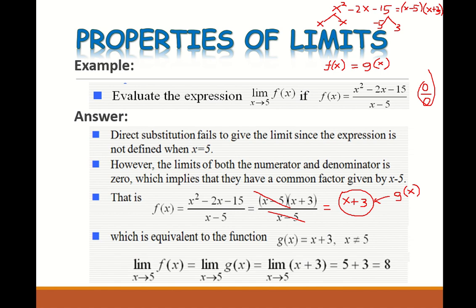Okay, so the limit of f of x as x approaches 5 equals the limit of g of x as x approaches 5, which is equivalent to the limit of the quantity x plus 3 as x approaches 5. Applying the previous theorem, we change x to 5, so 5 plus 3 equals 8. So therefore, the limit of this function f of x equals x squared minus 2x minus 15 divided by x minus 5 is equal to 8, and it exists. Alright?